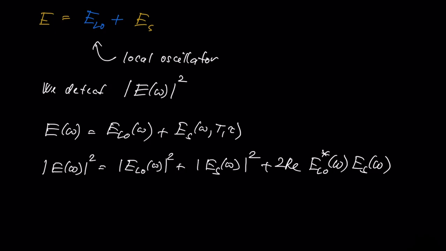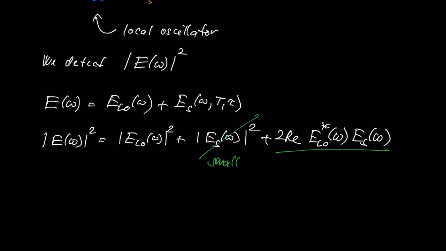There is a second term which we can assume to be small, so we ignore it, and we have the third term, which is the one that we actually detect. Now, doing it this way, we can ask ourselves, what is it that we actually detect, or what is the thing that we are able to read out of this?